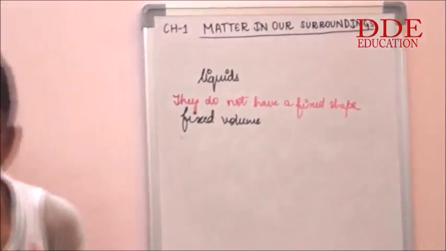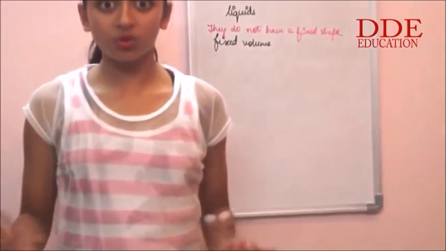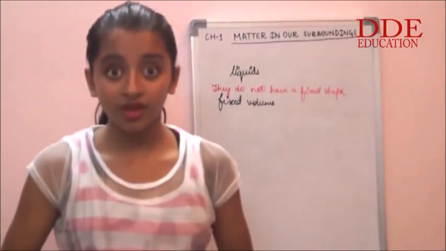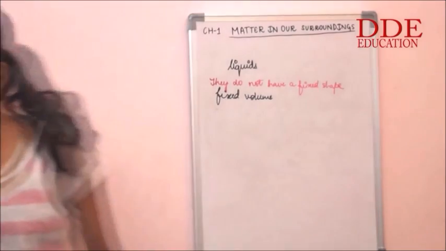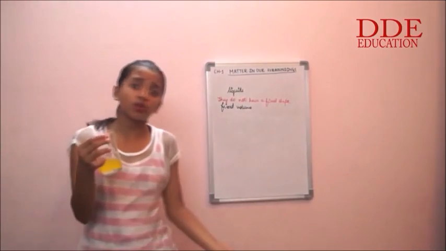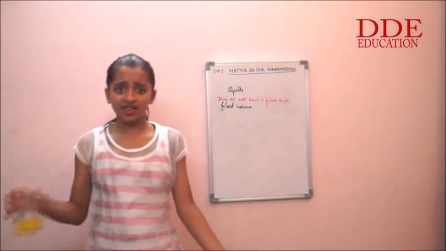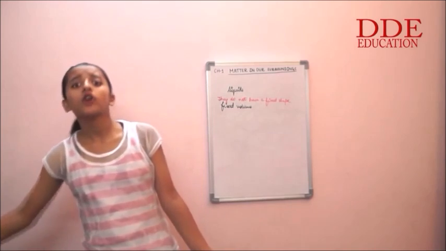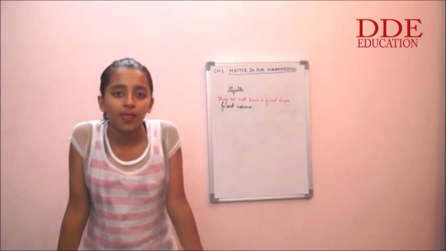Even if you spill the liquid on the ground, its volume would remain the same. And even if it's in the glass, its volume would remain the same. So we can say that liquids have a fixed volume.